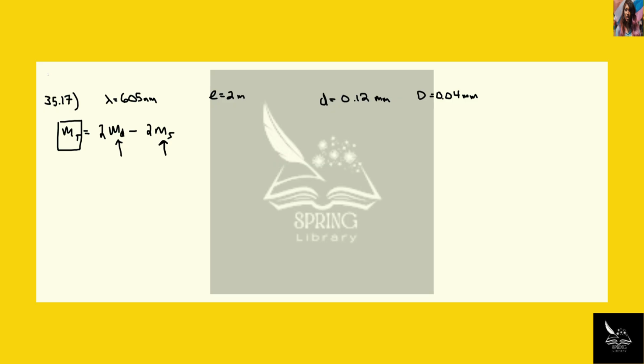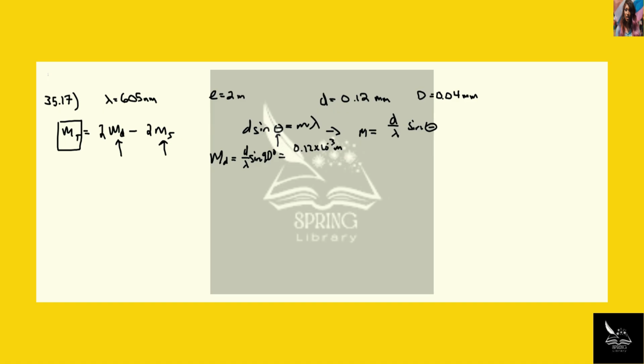So to find MD, we should know that there's going to be d sine theta equals m lambda. And if we're trying to figure out every single fringe there is, what we need to do is set theta to 90 degrees, because that's the very maximum it can be. So if we do that, M is given by d over lambda sine theta.